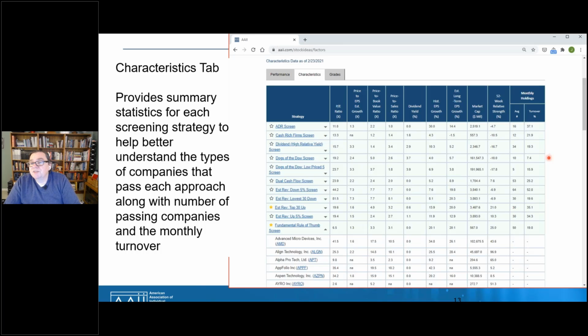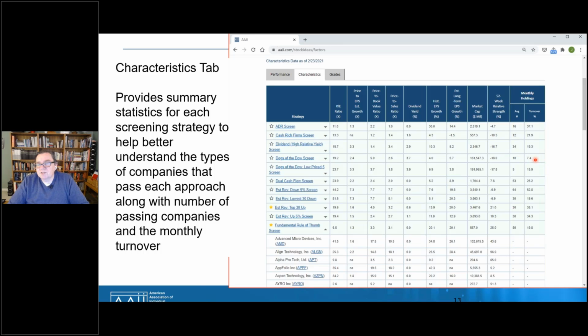And this is the monthly turnover. So when we run the screen from month to month, on average, how many stocks leave the portfolio every month? The higher the turnover, the more frequently you're going to have to turn over your portfolio if you want to keep up with it and have a sense for how often the stocks move from it.